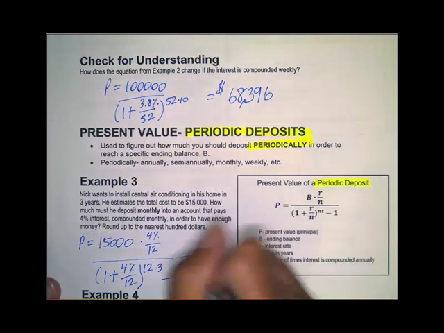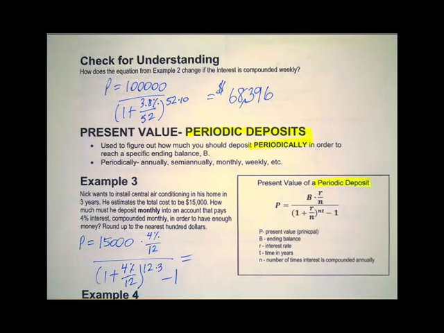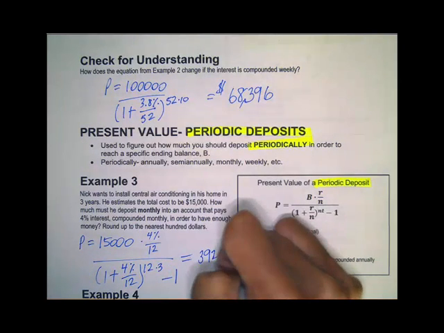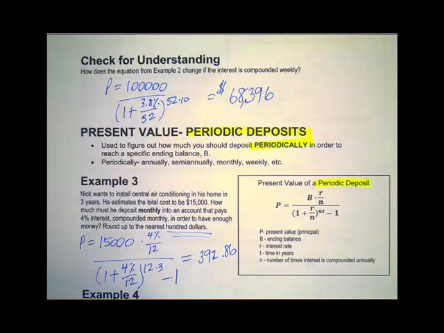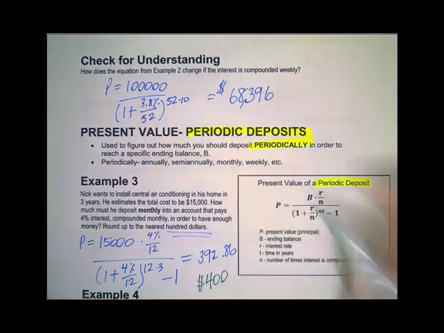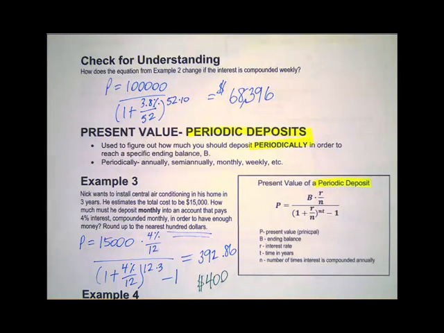So go ahead, pause, and get your answer for that. So you should have gotten $392.86, but it says nearest $100, so that would be 400. All right, go ahead and read example 4. See if you can get a jump on it.